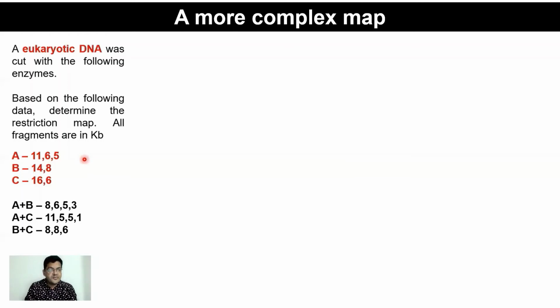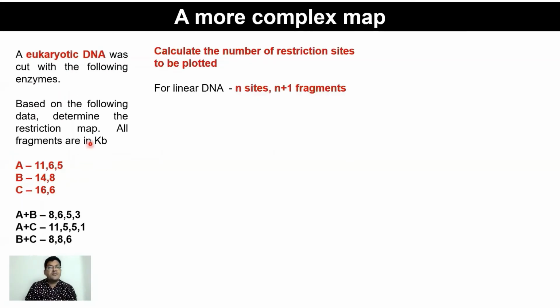So as in the previous question, we start first with calculating how many sites are to be marked, right? So here you are, calculate the number of restriction sites to be plotted. For linear DNA, n sites equals n plus 1 fragments. So this 3 is n plus 1 for A. Therefore, n equals 2, or the number of restriction sites for A equals 2, right?